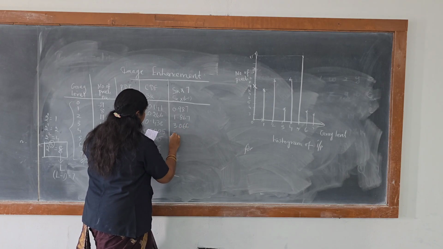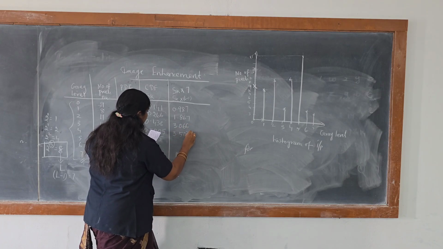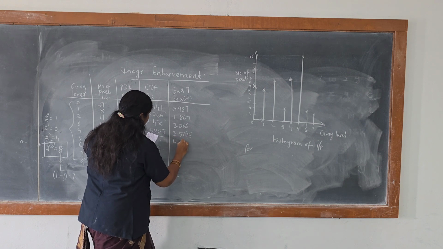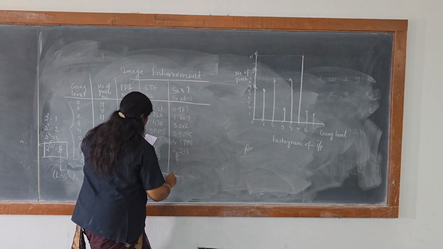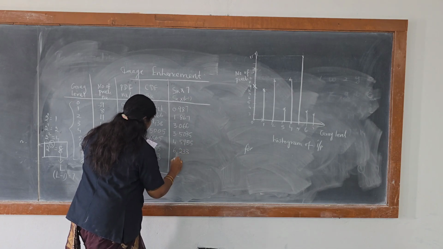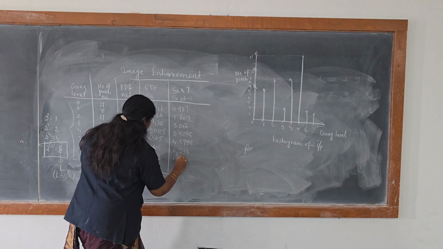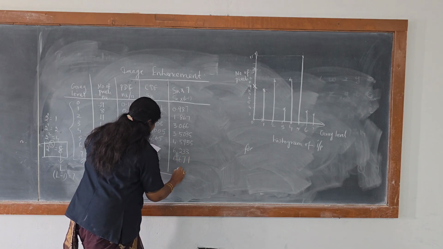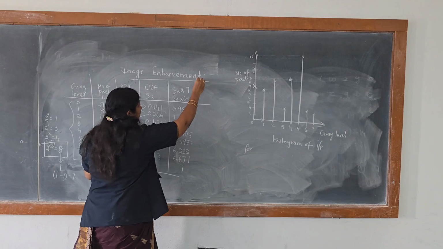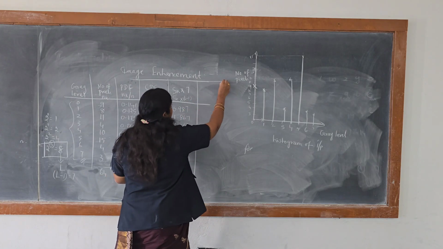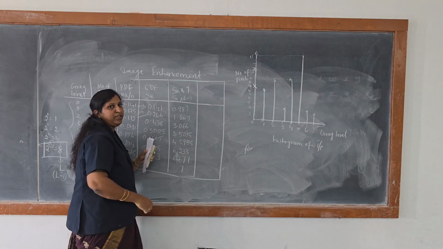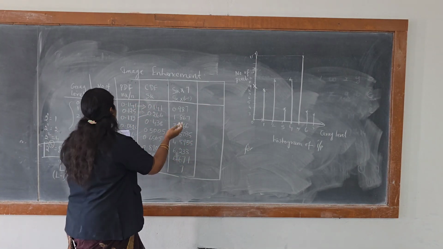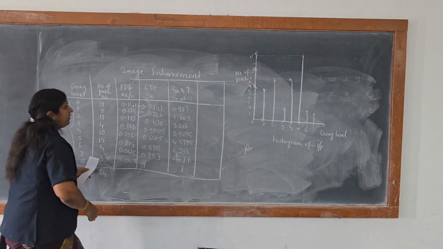3.066, then 3.5035, 4.5955, then 6.233, then 6.671, finally 7. So in the last column, we are going to find the histogram equalization of the given grayscale level. Okay.